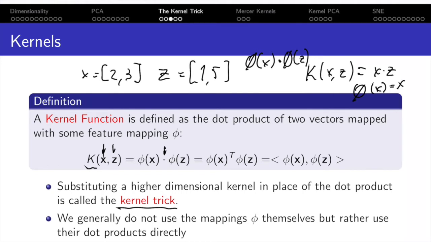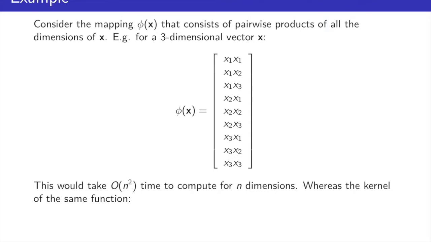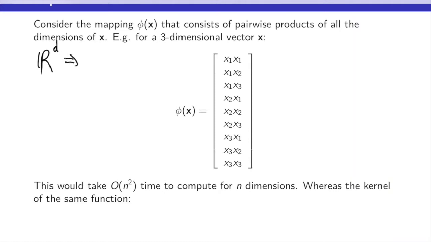So here's an example. Assume you have this mapping that maps any vector from however many dimensions it has, for example R^d, to twice the number of dimensions, right? So from Euclidean space to Euclidean space with twice the number of dimensions. And here's the example for a three-dimensional version. What it does is, if the vector is x and it has elements x1, x2, and x3, it takes each one and multiplies it with itself first, then the first one with the second one, the first one with the third one, and then the second one with the first one, second one, third one. So you can think of it like a double for loop, right?